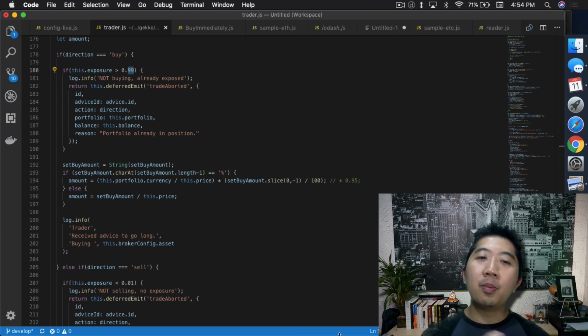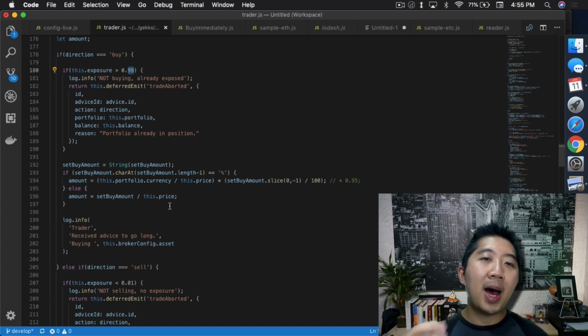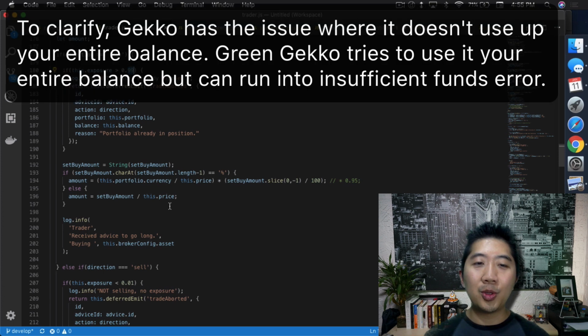So this is where they set the amount to buy, and if you see right here, amount equal to set buy amount divided by this price. For traditional Gekko, it is times by 95% just because they needed to give it a little room in case the price shifts, and then it ended up not being able to buy because it considers your order a little larger than what you can buy. So that's basically the issue that both Gekko and Green Gekko have to deal with.